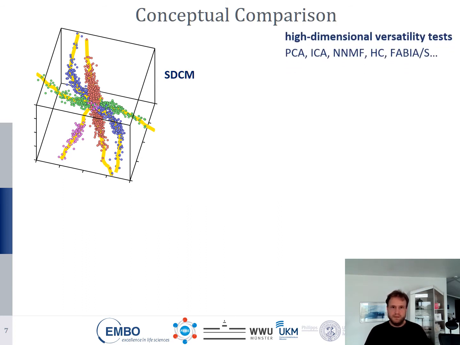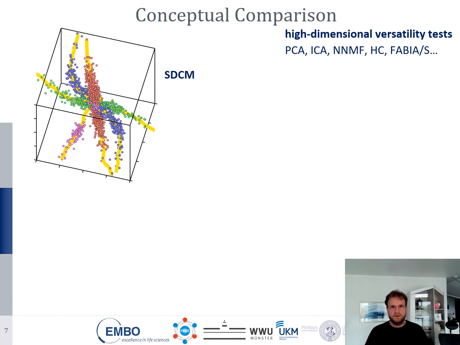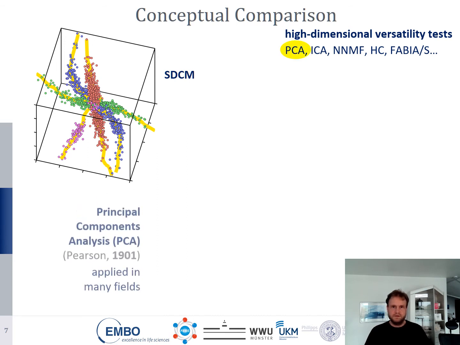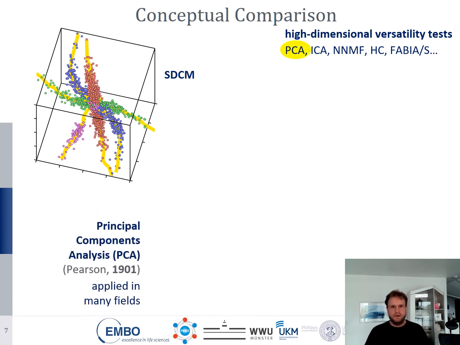And of course, in the paper, we also simulated high-dimensional versatility tests and compared with a bunch of other methods, including principal component analysis, independent component analysis, non-negative matrix factorization, hierarchical clustering, a biclustering method called FABIA, and a bunch of other biclustering methods. And from all these methods, PCA showed the second best sensitivity and specificity on the simulated datasets after Sdcm. So let's compare these 2 methods a bit more on a conceptual level.